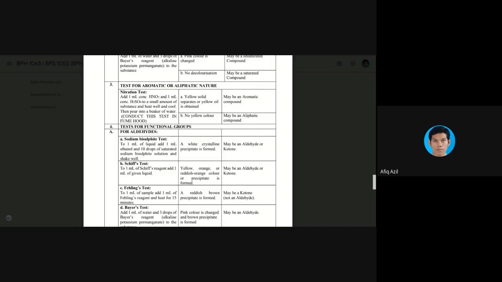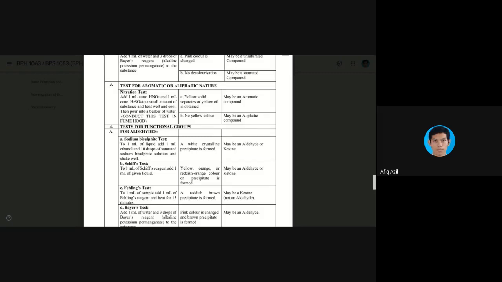After it is cooled to room temperature, you take the whole mixture and pour it into a beaker of water. Then only you see the observation. For example, if this is an aromatic compound, you are going to find a slightly yellow solid separates or yellow oil. But if there is no aromatic compound whatsoever, then there will be no yellow color on the compound.